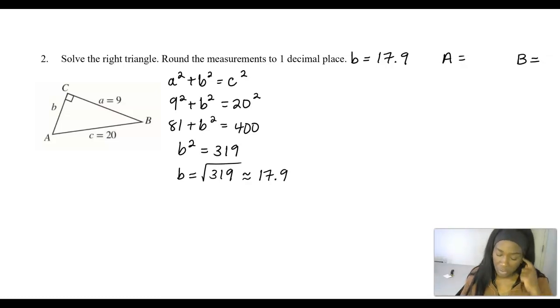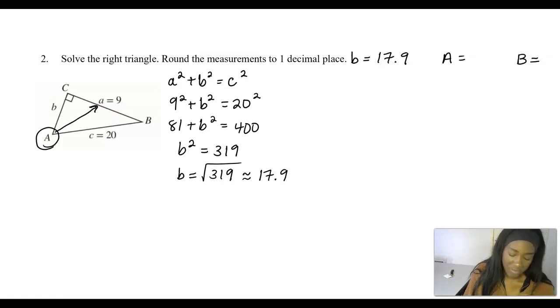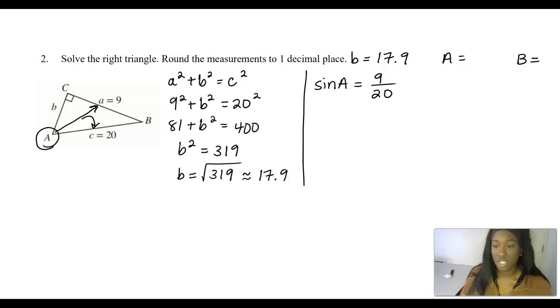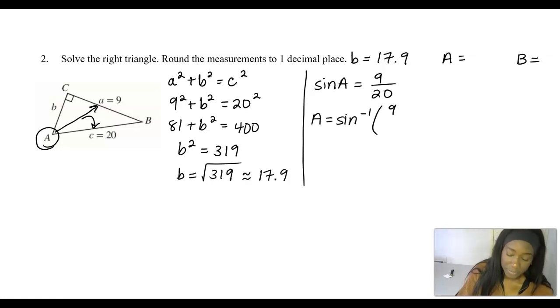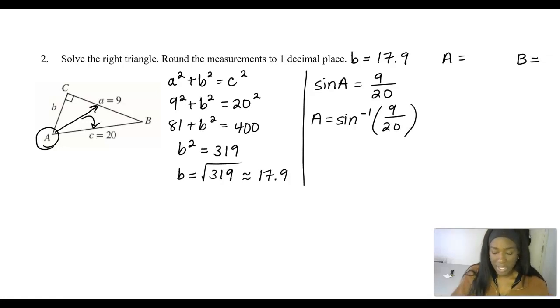To find the two missing angles, we're going to need to use some inverse trig. Because, for example, relative to the capital A, we were given the opposite side and the hypotenuse. So we know that sine of capital A is 9 over 20. That's just opposite over hypotenuse. And so I know that capital A is equal to sine inverse of 9 over 20. And I'm going to round that to just one decimal place, and that gives me approximately 26.7 degrees.